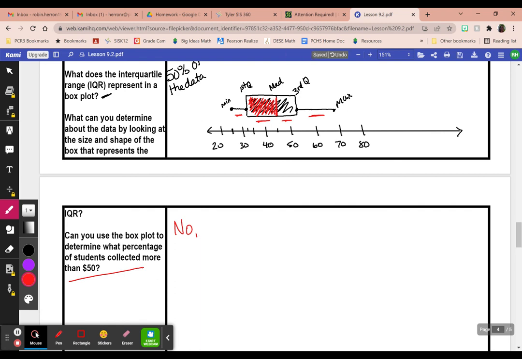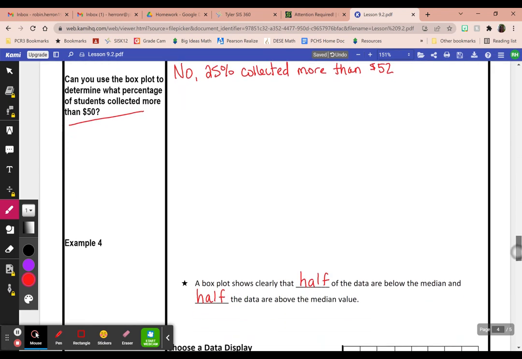We know that this is 52 and 25% collected more than that, but we don't know the exact amount that collected more than 50. So this would be no. 25% collected more than $52, but we can't really see how many exactly collected $50.